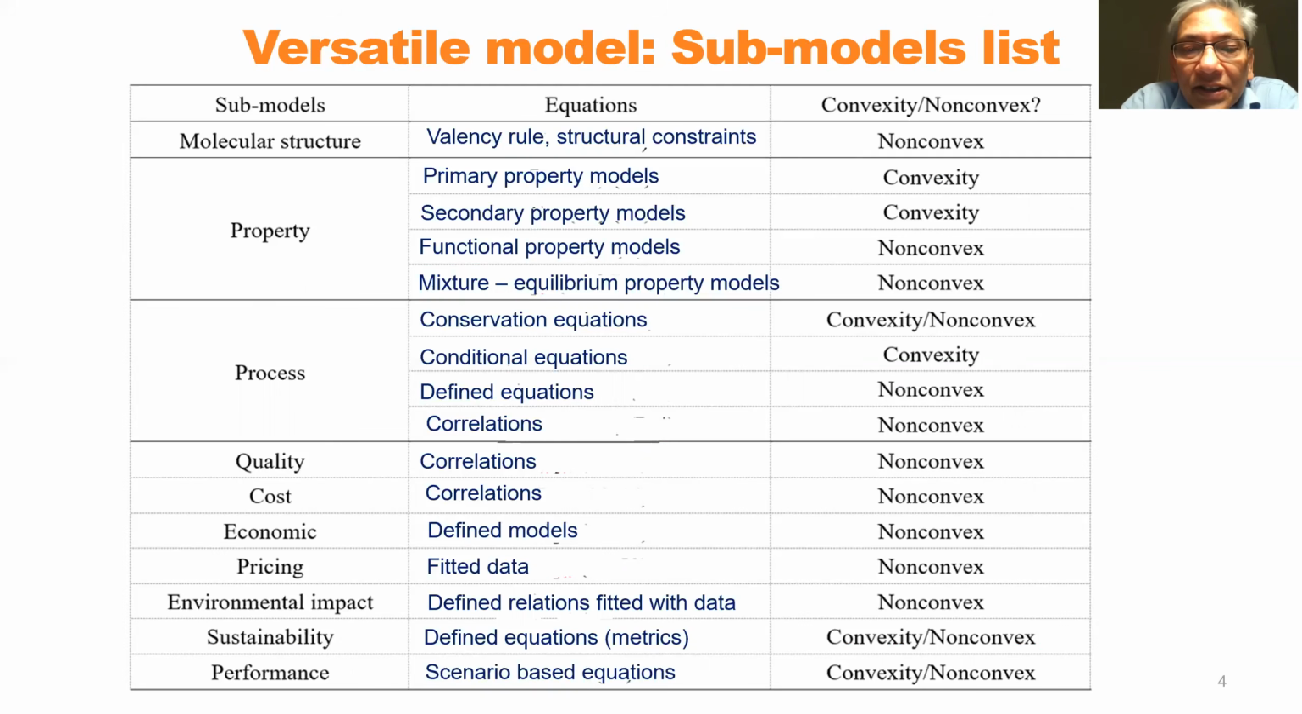the model complexity. The conservation equations are there, conditional equations, defined equations, and correlations. So again, depending on the model description, it can be simple correlations, it can be a combination of all the equations. The last set of models: quality, cost, economic pricing, environmental sustainability, performance. One aspect of these models is that they are usually simple correlations, but they need data or results from property and process, the solution of property and process equations.